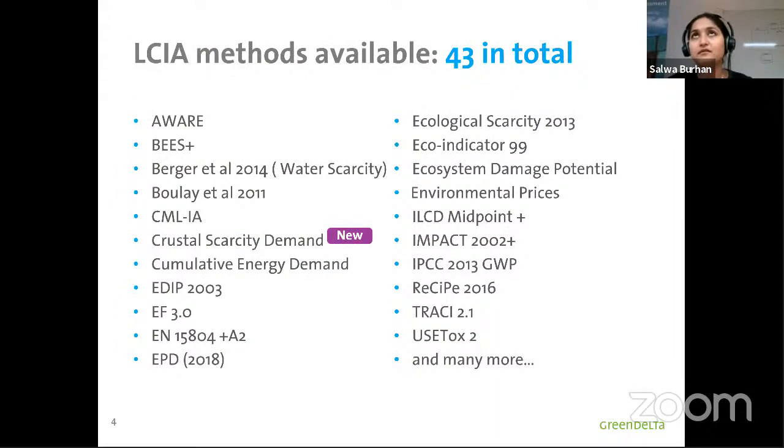Right now the latest version of the OpenLCA LCIA method package is version 2.10. The previous version was 2.05, so now we have added some more methods. You can see here that we have a new method called crystal scarcity demand. This is released for the first time for OpenLCA databases. Other than that, we have all of these which we've always had in the past package versions as well.